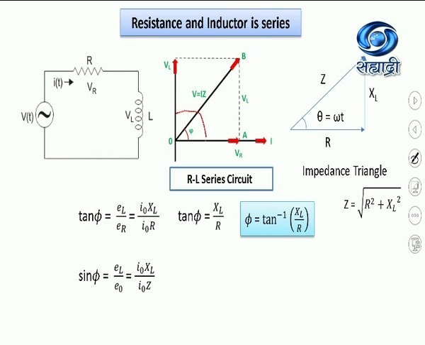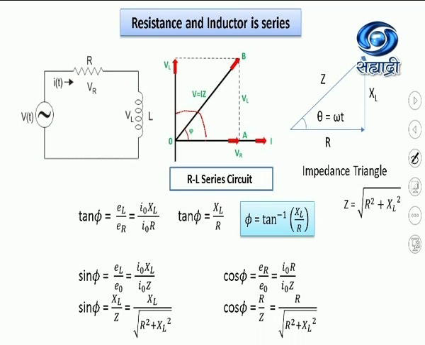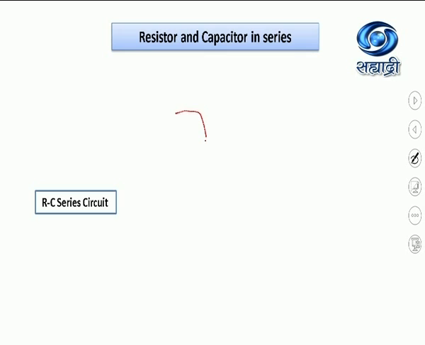If you find sin phi, that will be equal to EL upon E naught. EL is equal to I naught into XL. E naught is I naught into Z. So with this we get sin phi is equal to XL upon Z, that is equal to XL upon root of R square plus XL square. Cos phi will be ER upon E naught. ER is I naught into R. E naught is I naught into Z. I naught will get cancelled and we get cos phi equal to R upon Z, that is equal to R upon root of R square plus XL square.